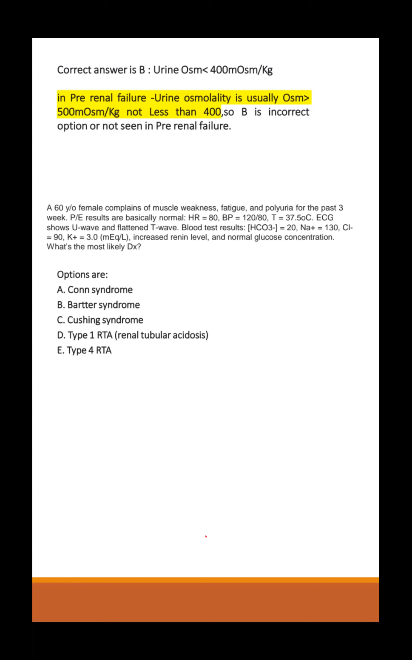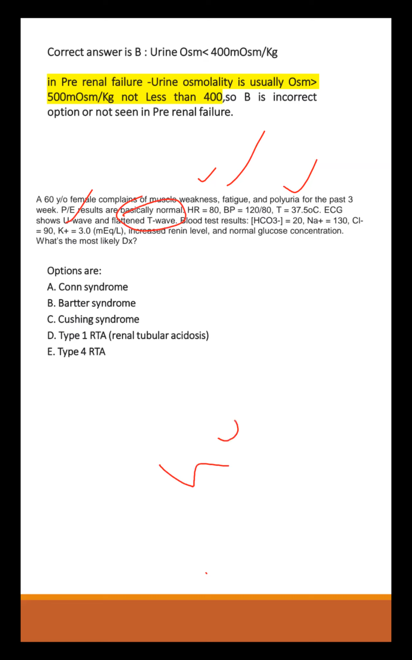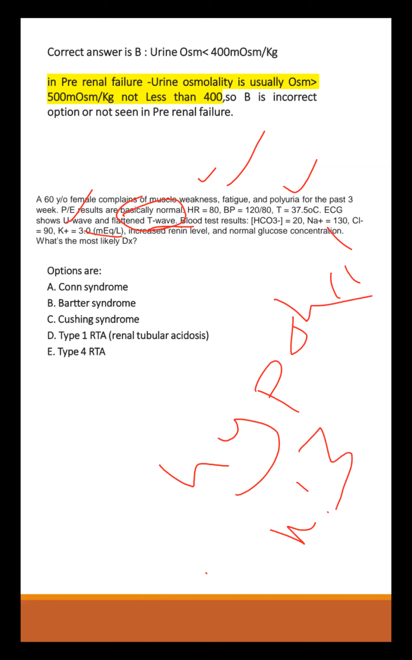The clues here are muscle weakness and fatigue, then polyuria, which has been for 3 weeks. The vital signs are normal, although the ECG shows a U wave and a flattened T wave. That means what? Hypokalemia, right? Yes, ma'am. In our serum value also potassium is low, potassium 3. Hypokalemia is there. Okay. Another?